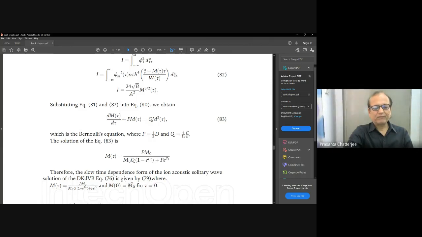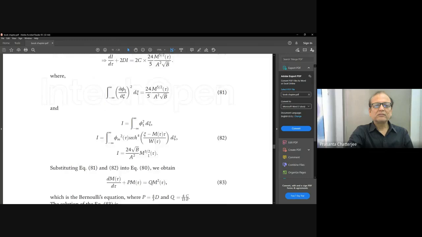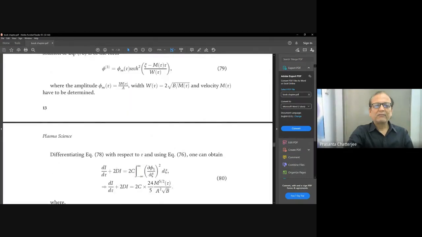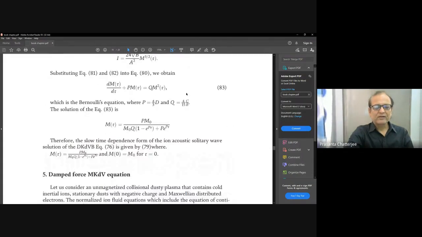It's not m0, it's m we consider. For τ equal to 0, m equal to m0. So it is a small printing mistake. So since m is known, we can find out φm and ω since the relationship is there. φm equal to 3m by a and w equal to 2 root over p by m. So since m is known, the amplitude and width of the solitary wave are known.